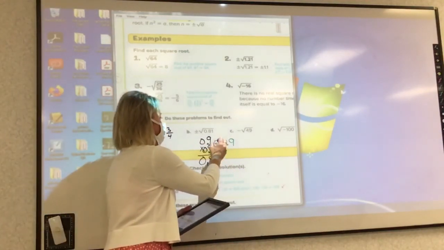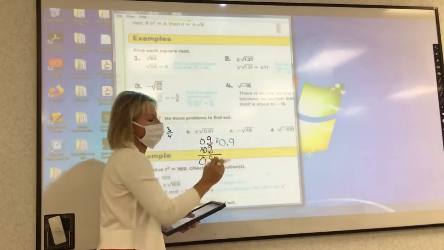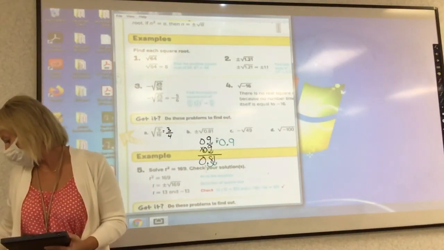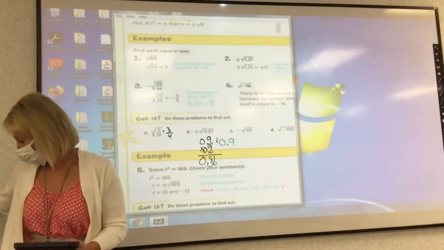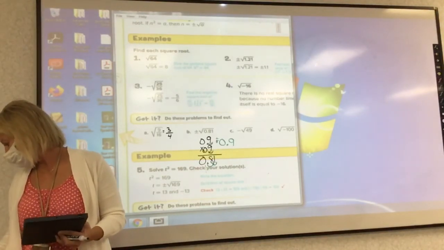And then we need to add its plus or positive or negative. It can be both. I think those are going to be the ones that are tricky for you guys.